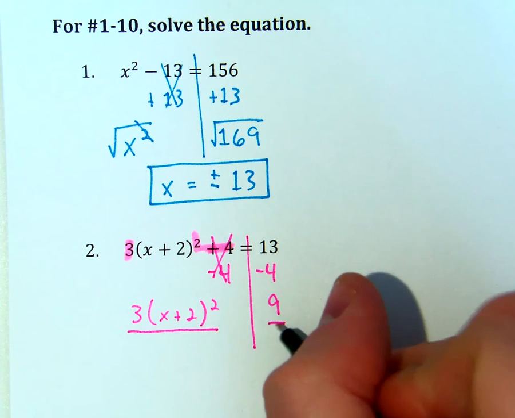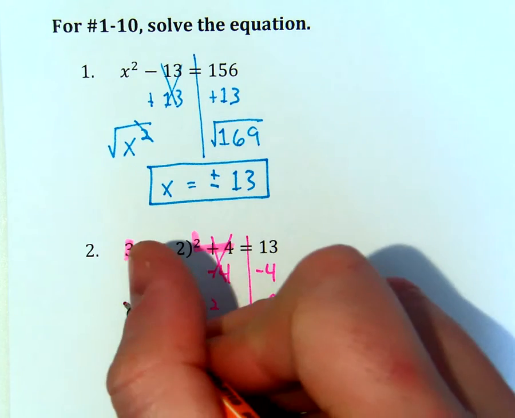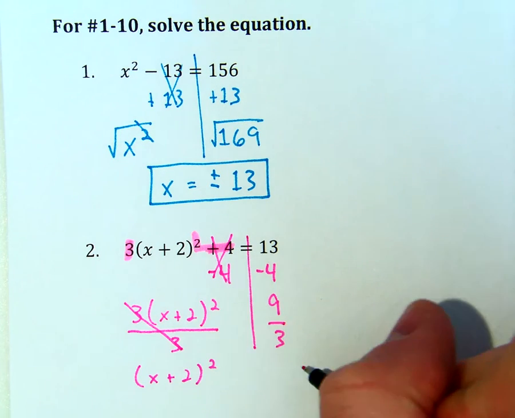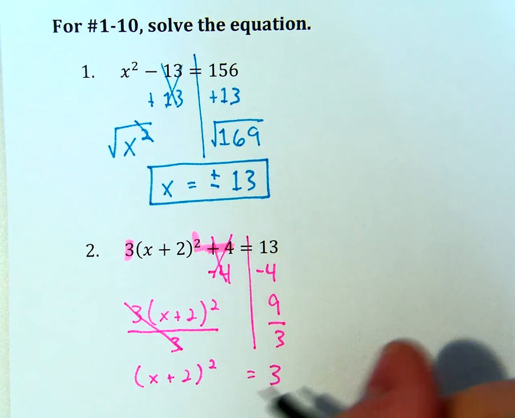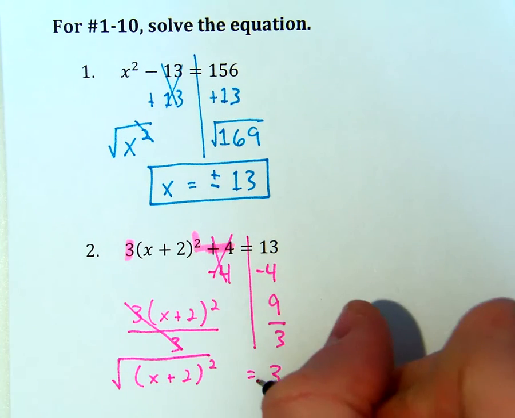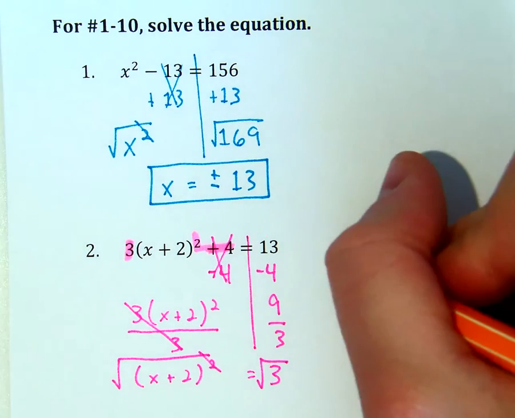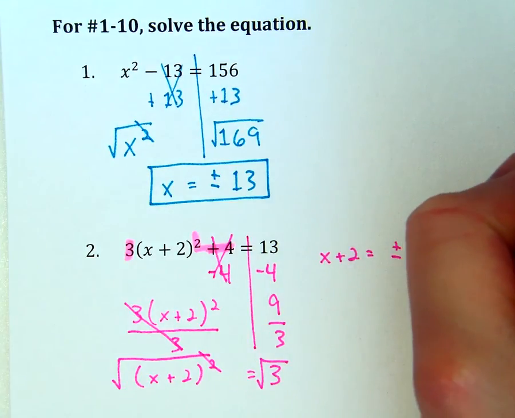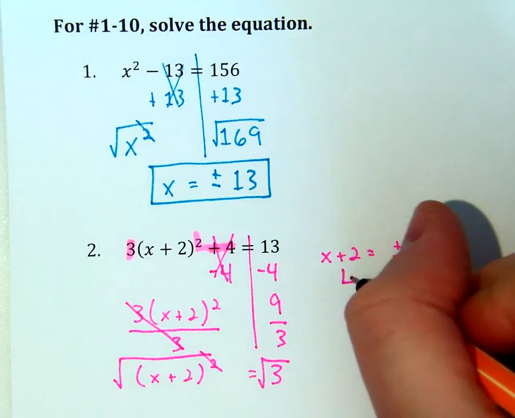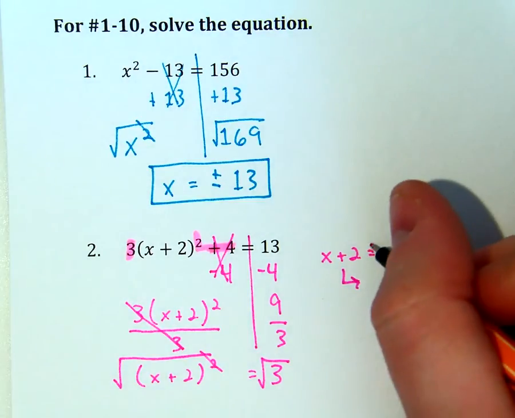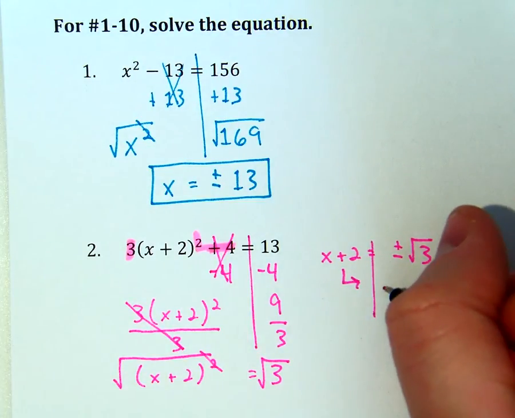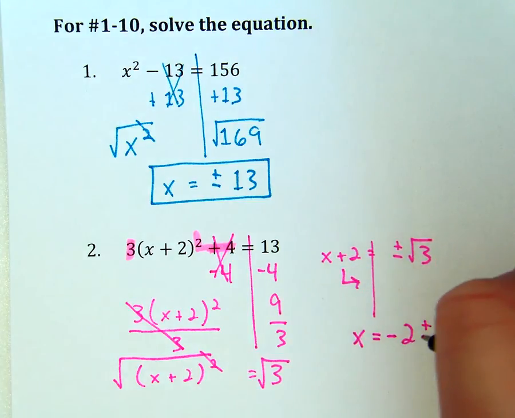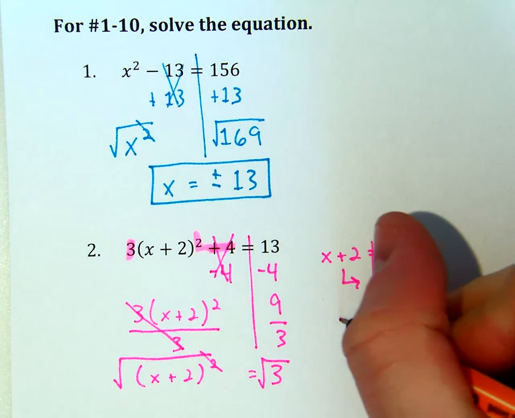As we move up the order of operations, we get to multiplication. We'll undo a times 3 with divide 3. Find that x plus 2 squared equals 9 divided by 3, which is 3. And then we'll undo the squared with a square root. We're going to find that x plus 2 equals plus or minus the square root of 3. And the last step is to send that plus 2 to the other side. Remember, when it crosses that equal sign, it becomes a negative 2. And we're going to find that x equals negative 2 plus or minus the square root of 3.